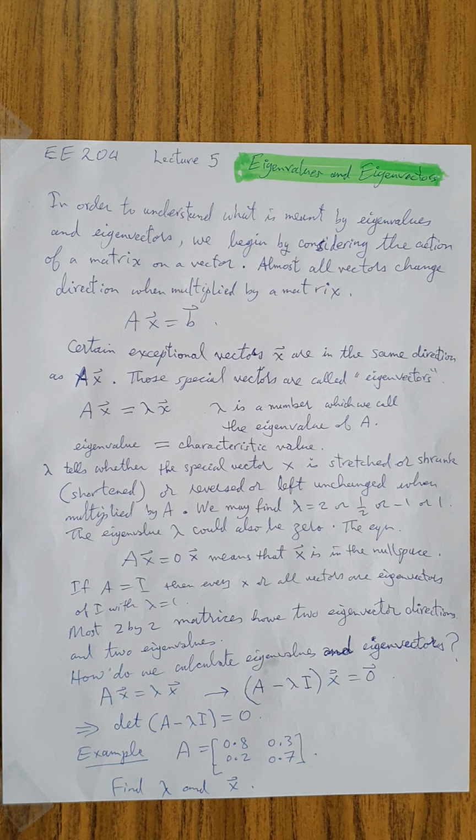So we take an example of a matrix A whose columns add to 1. See, the components of each column add to 1. 0.8 plus 0.2 is 1. 0.3 plus 0.7 is 1. So we would like to find the eigenvalues and the eigenvectors.